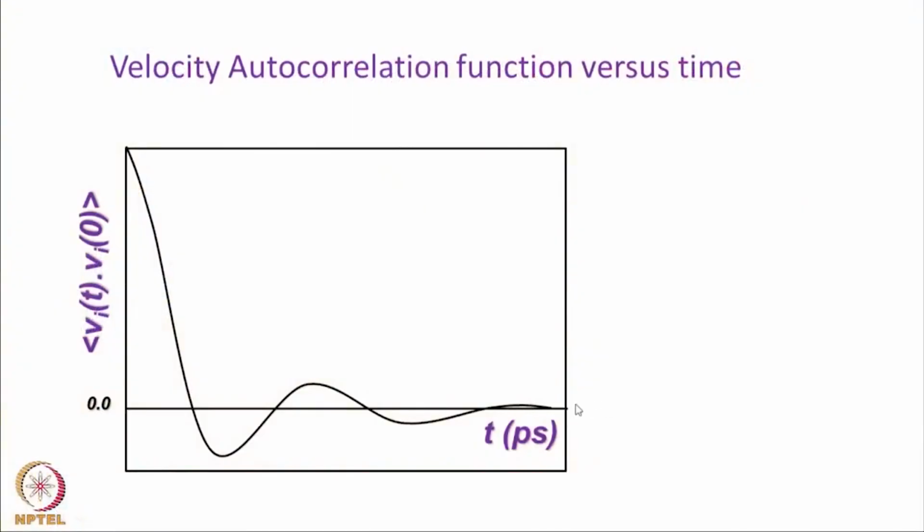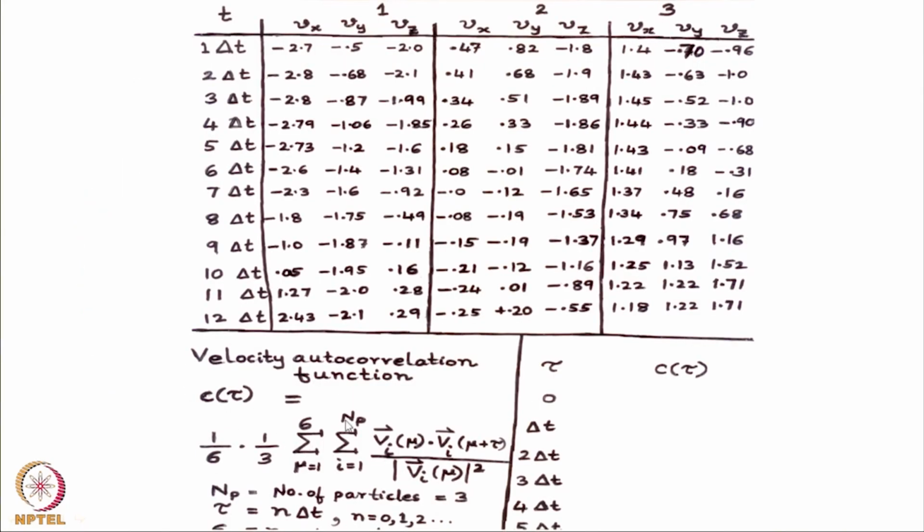Zero means no correlation, a large value means very large correlation, and a negative value means negative correlation. Initially the particle starts moving in one direction, then the molecules in that direction will oppose that movement. Once they oppose the movement, the particle will come back. Therefore, velocity at time t will be negative compared to velocity at time 0. That is why the velocity autocorrelation function takes a negative value. This slide really tells you the meaning of the autocorrelation function.